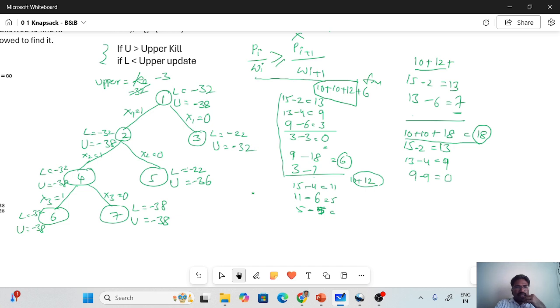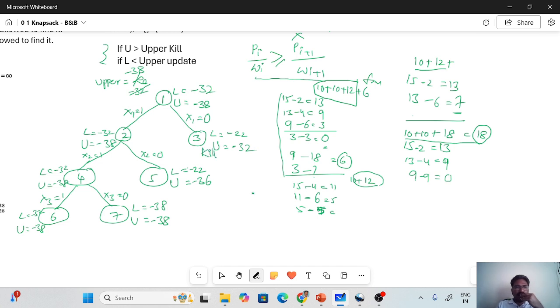When you are updating the upper to minus 38, you want to check all other live nodes. Now you go with live node 3. What is the kill possibility? U, minus 32, is greater than minus 38. Check it. Minus 32 is greater than minus 38. Yes, you want to kill this.